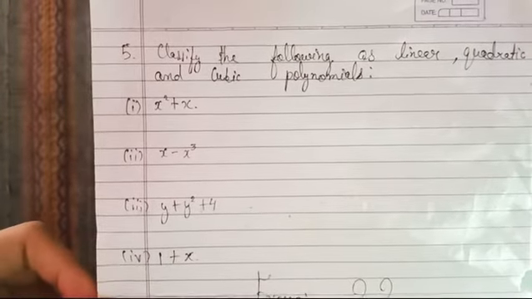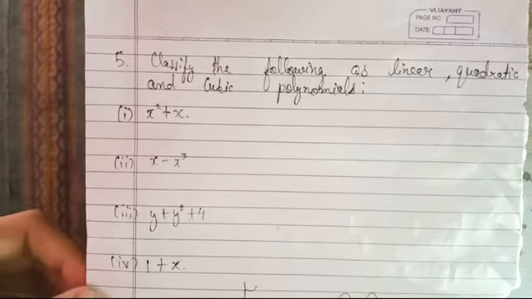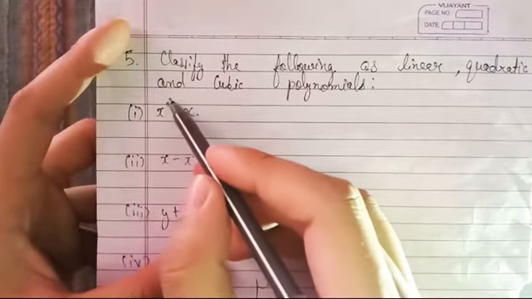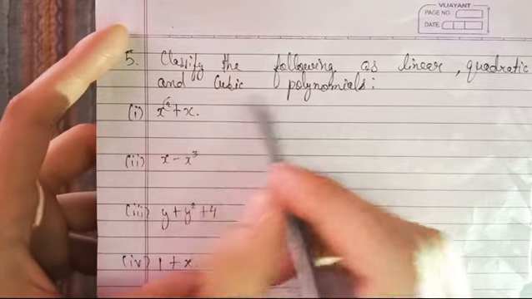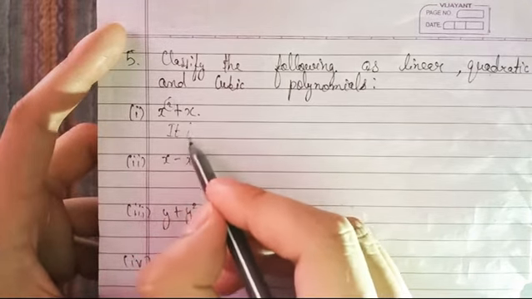Now we will solve question number 5. Classify the following as linear, quadratic and cubic polynomials. Okay, we have already discussed linear, quadratic and cubic polynomials. Let me tell you once again that linear polynomial, that means degree is 1. Quadratic polynomial, that means degree is 2. Cubic polynomial, that means degree is 3. So in the first question, x square plus x, here degree is 2. So degree is 2, that means which polynomial? Quadratic polynomial. So here we will write it is a quadratic polynomial.